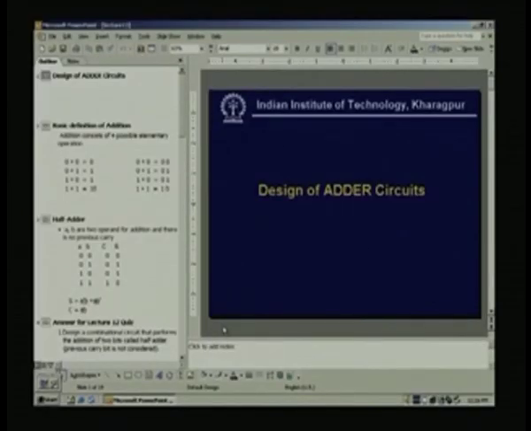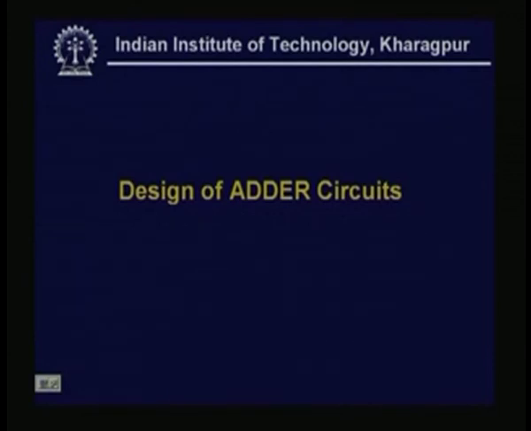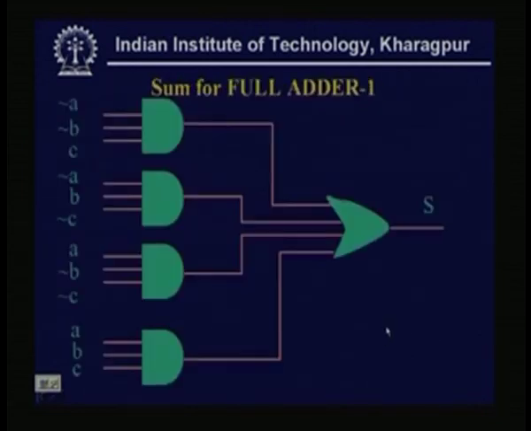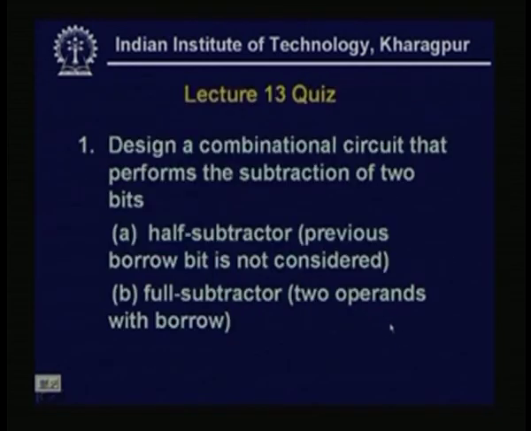Now, today's quiz question is again a combinational circuit design, very similar to what we have discussed for the adder. The problem is: design a combinational circuit that performs a subtraction of 2 bits. Addition we have discussed, and now the subtraction. Similar to the half adder and full adder, first we have to do the half subtractor and then the full subtractor.